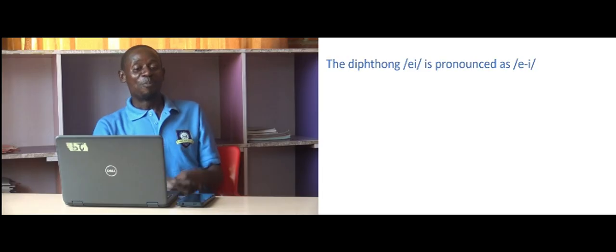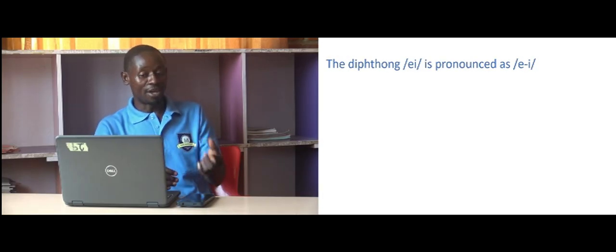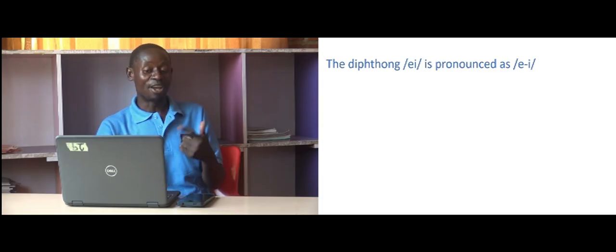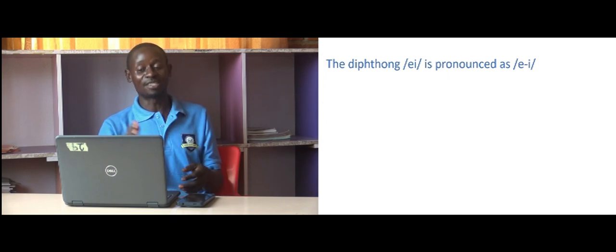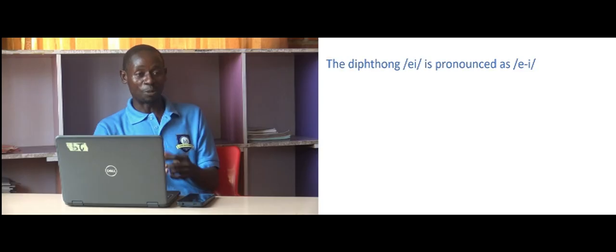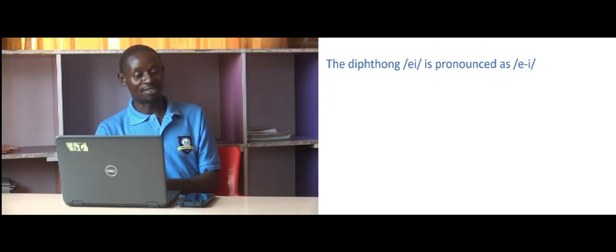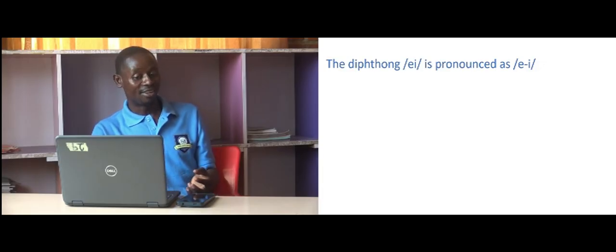Good. Now, an action is represented by a verb. Yes, a verb we say is an action or a doing word, or a word that shows a state of being. So, the action in a sentence is actually represented by a verb. Take a look at these sentences. Number one says, Musa drove the car.